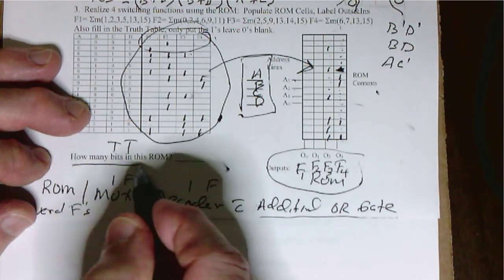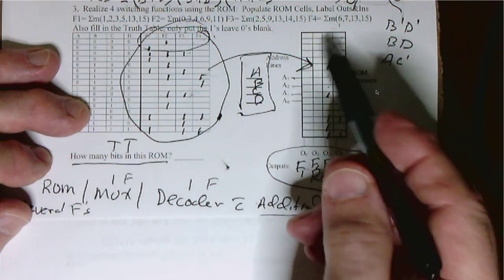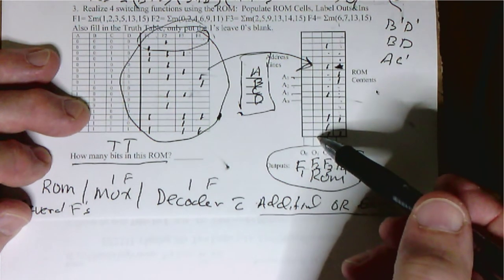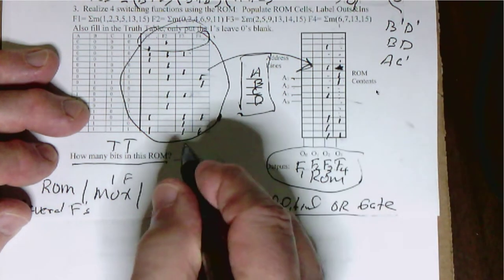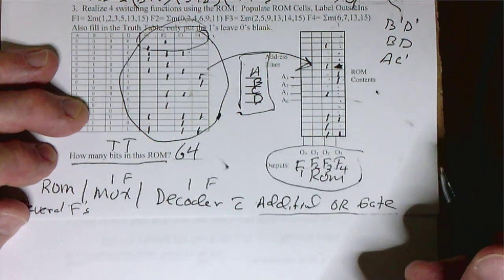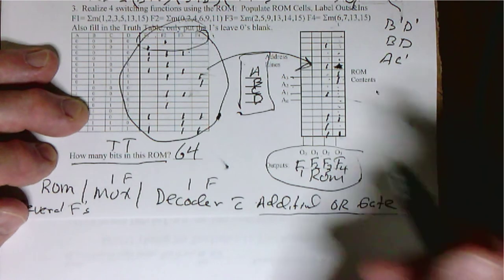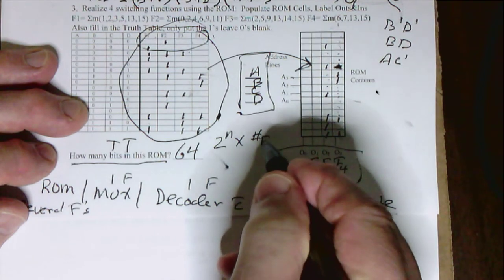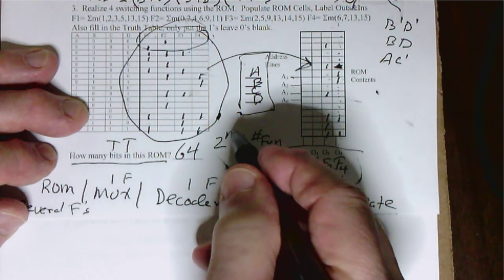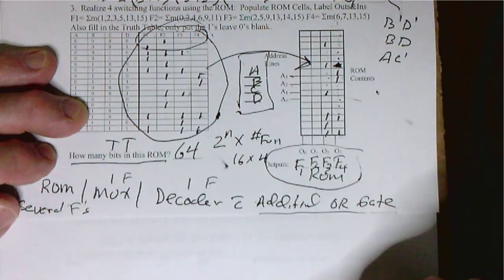How many bits are in this ROM? Well, that's a great question. Every box is a bit. So you've got 16 bits in each function, and you've got 4 outputs. So you've got 4 times 16 are 64. And the reason you have 64, you have 2 to the n times the number of functions. You have 4 functions. N is 4, so 2 to the n is 16, so it's 16 times 4 functions, or 64.